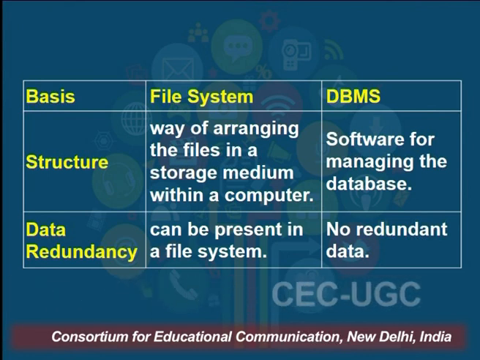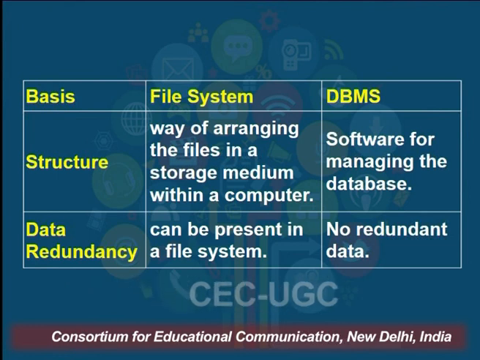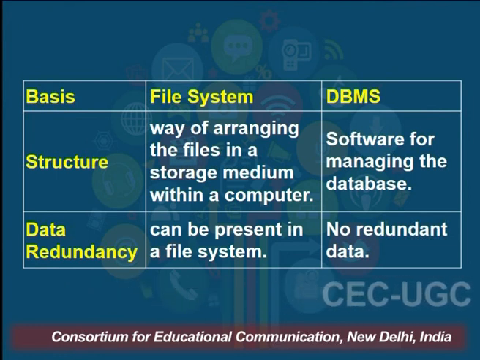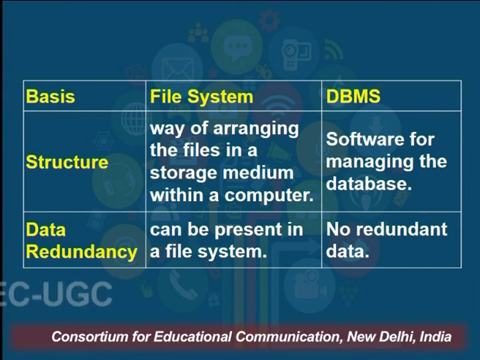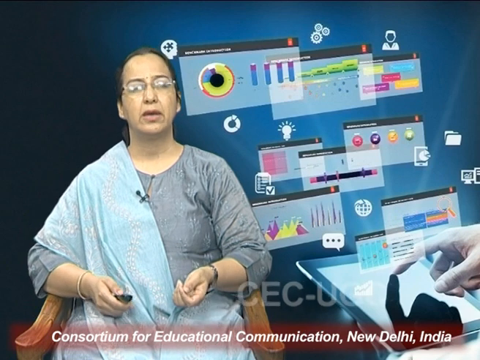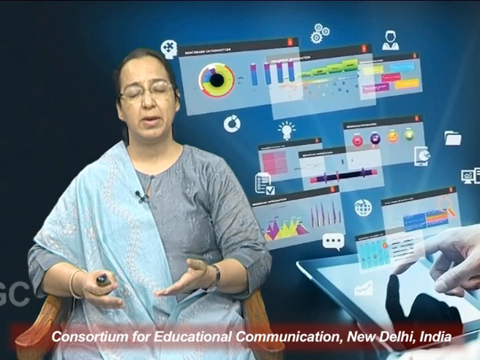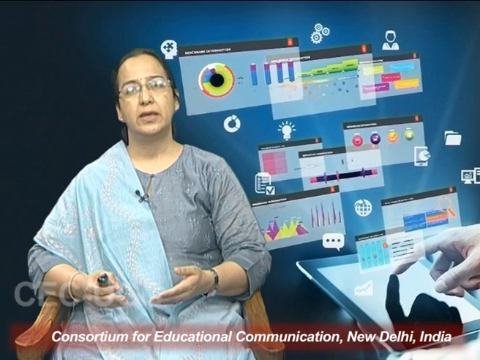Coming to data redundancy, as in duplication. The file system at some point of time is going to have redundant data, so data redundancy is present in the file system, while in DBMS there is almost no redundant data, or a very minimal amount of redundant data is present, depending upon the situation.